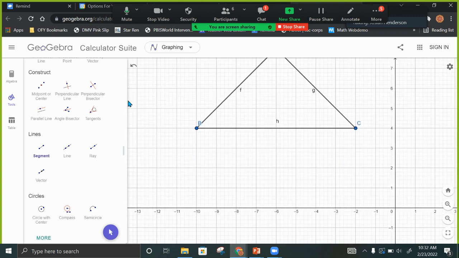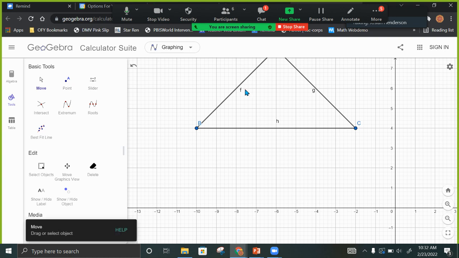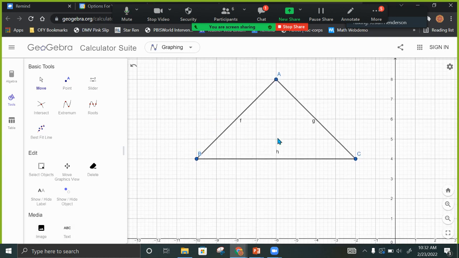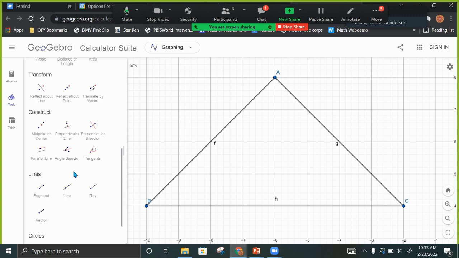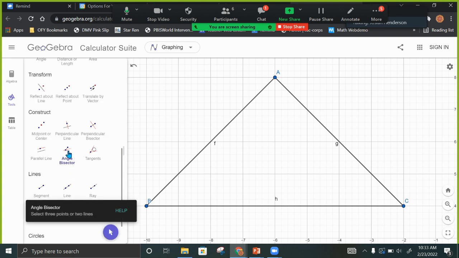Manaya, it might be helpful if we zoom in on yours. If we're zoomed out far, it might make it more difficult to click on the lines we want. So on mine, I'm going to zoom this in, make my triangle bigger. That might be helpful. And now to use angle bisector, we click on the tool.